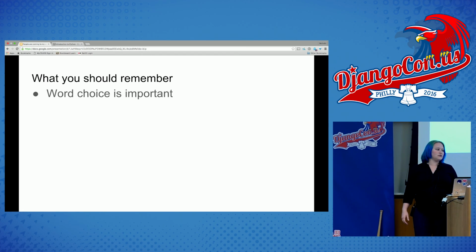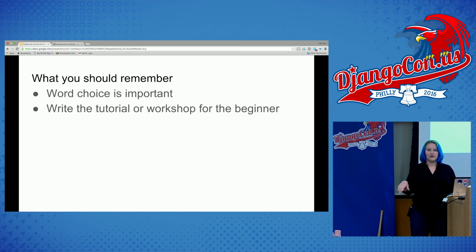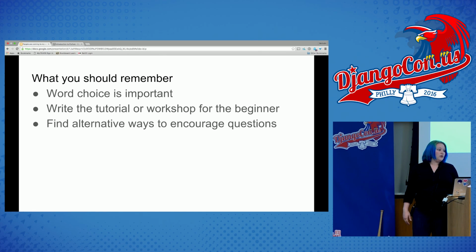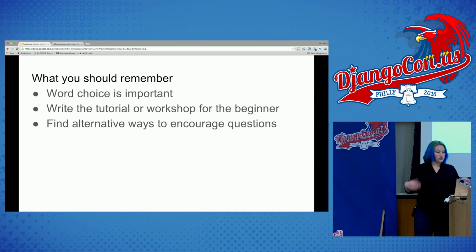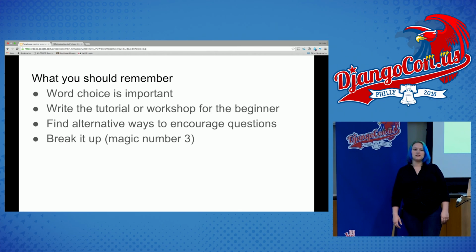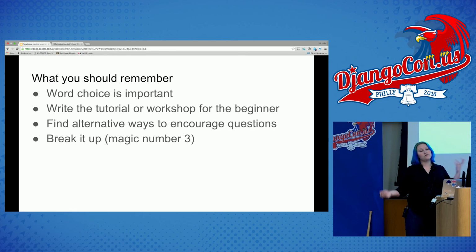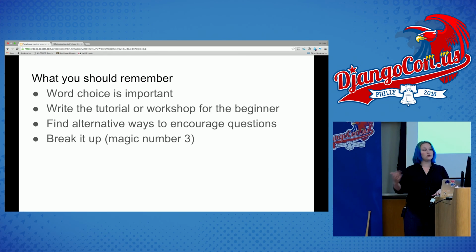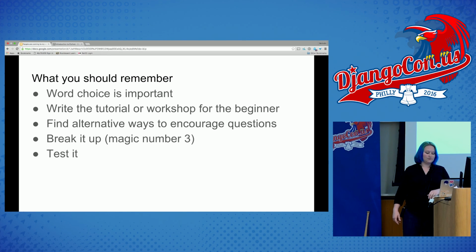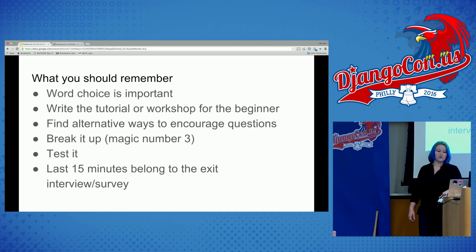So, what should you remember? Word choice is important. Write the workshop for the beginner, not for the advanced people who are there. Find alternative ways to get people to ask questions. Break it up. No more than 3 things on the page at the time, whether that's an instruction or an explanation. Either way, it makes it easier for the brain to process while still getting them moving. Test it. Make sure that it's tested. And finally, make sure that the last 15 minutes are for the exit interview.